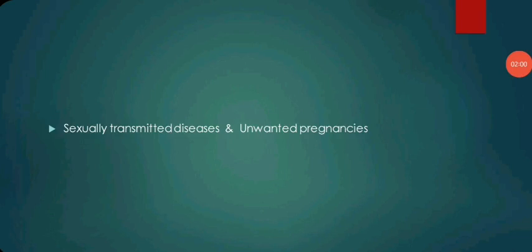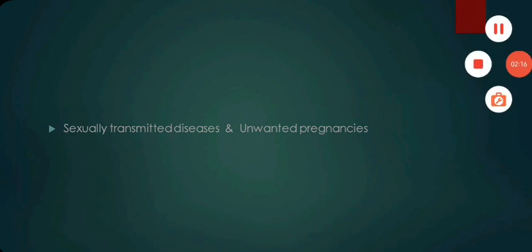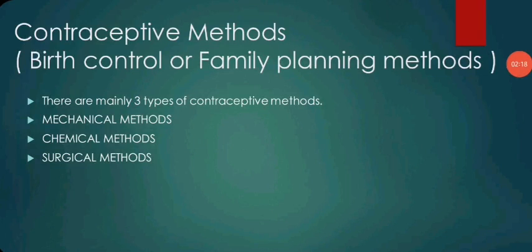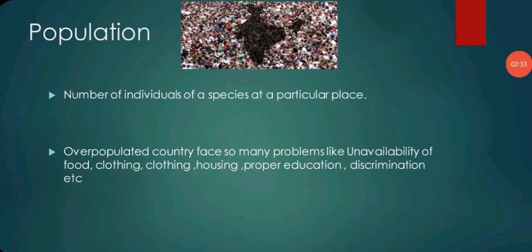To avoid sexually transmitted diseases and unwanted pregnancies, there is a method which is called the contraceptive method, that helps us to avoid sexually transmitted diseases and unwanted pregnancies. Contraceptive methods are also called birth control or family planning methods. This method is also used to control the population. And what is population? Let's see. Population is the number of individuals of a species at a particular place.